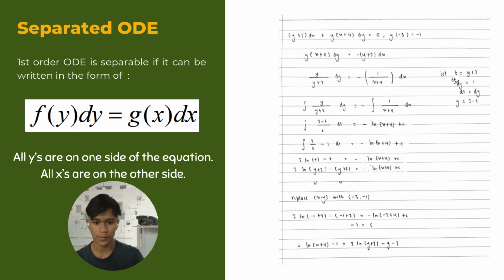So what do we do here? By analyzing the question, we can slowly separate the equation so that one side is only y, and one side is only x. As you can see, we have the equation y divided by (y plus 2) dy equals negative 1 divided by (x plus 4) dx. So that is what you call separated. Like I said, one side y, one side x. And then we can just integrate it, and then follow the next steps until you get the function. And that is separable ODE.